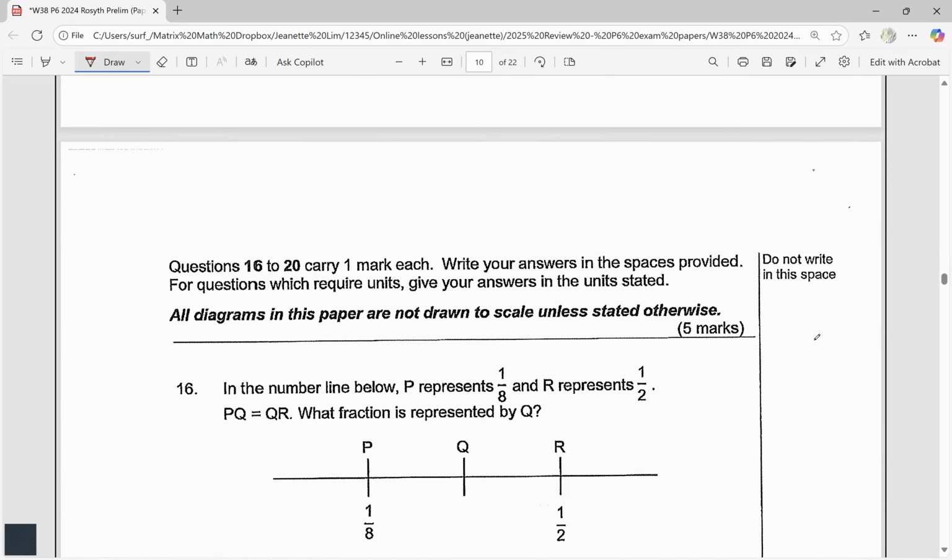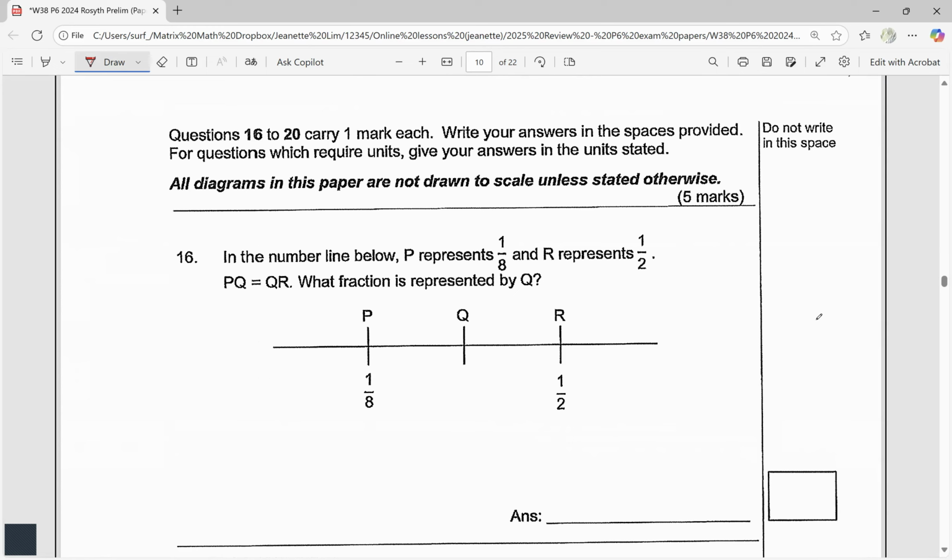In our booklet B, question 16. In the number line below, P represents 1/8, R represents half, PQ equals QR. What fraction is represented by Q? Now, this fraction is right in the middle of P and R. So what we can do is find the difference from 1/8 to half. So you take the bigger fraction, half, minus 1/8. This would be 4/8 minus 1/8.